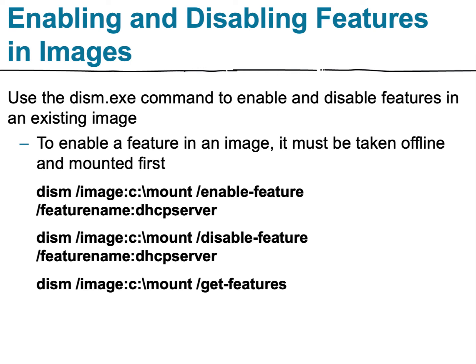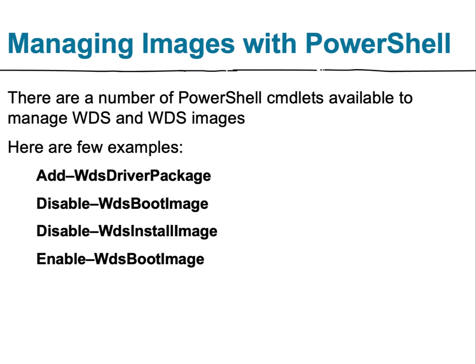As with applying hotfixes and patches, you can enable and disable features in an existing image by using the dism.exe command. To enable a feature in an image, it must be taken offline and mounted first. You can also use PowerShell to manage the images. Here on the slide you can see some examples of the commands which are available to you for managing WDS and the images.